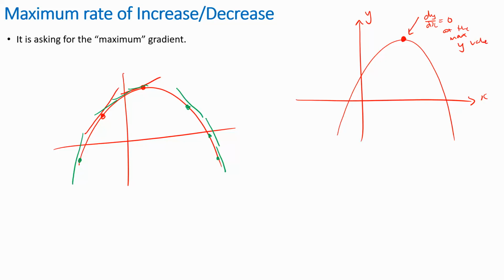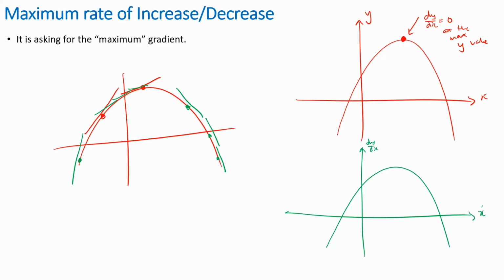Now, if I then draw another one. Same thing. But now the only thing I change is I say the y-axis is my derivative. What would this point represent now? So if I put my point right here, what does that represent? Maximum what?